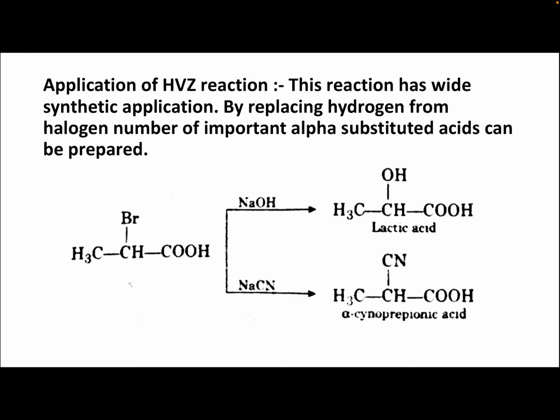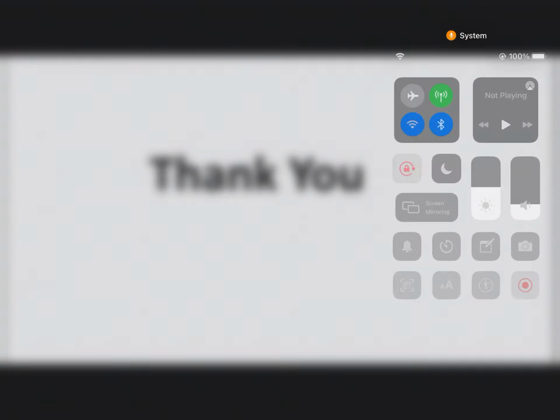Application of the HVZ reaction. This reaction has wide synthetic application. By replacing hydrogen with halogen, a number of important alpha-substituted acids can be prepared. So bromoacetic acid will give you lactic acid in the presence of NaOH, and in the presence of NaCN gives alpha-cyanopropionic acid. So these are the applications. From carboxylic acid we can prepare lactic acid and alpha-cyanopropionic acid. Thank you.